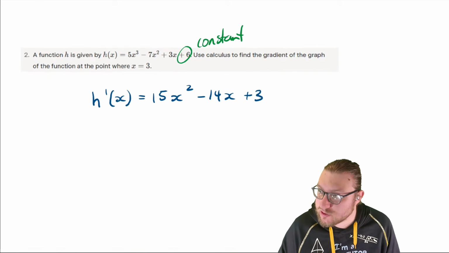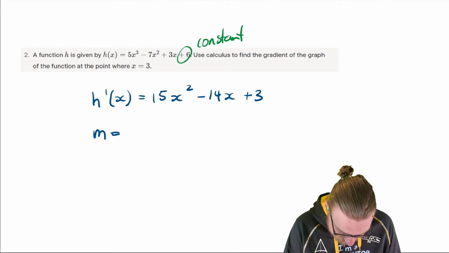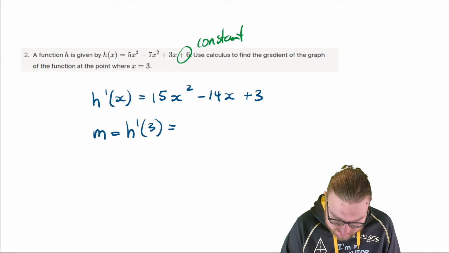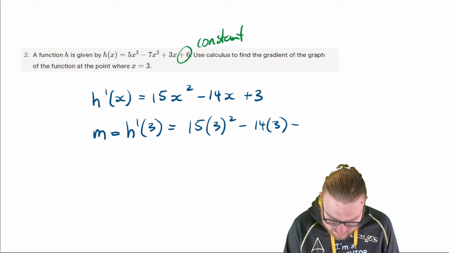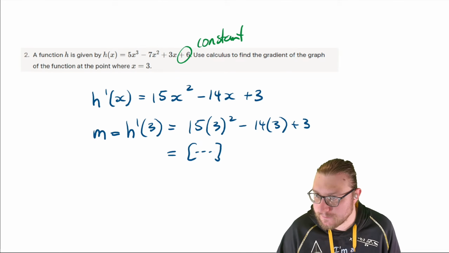And what do we need to do in order to find the gradient? Well, this is the gradient function. So the gradient is h prime of the x value. So we substitute in 3. So we're going to get 3 squared times 15 minus 14 times 3 plus 3. And I'm just going to do dot, dot, dot, because I know you guys can put this in the calculator and figure out the answer.